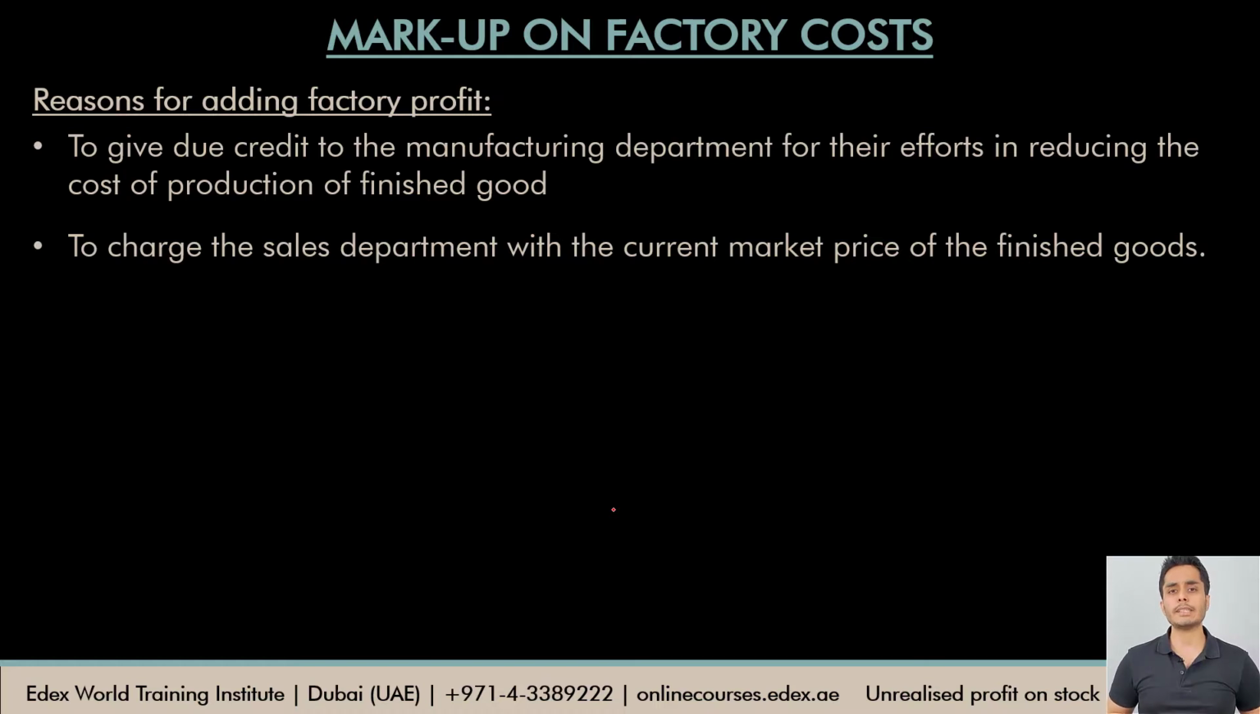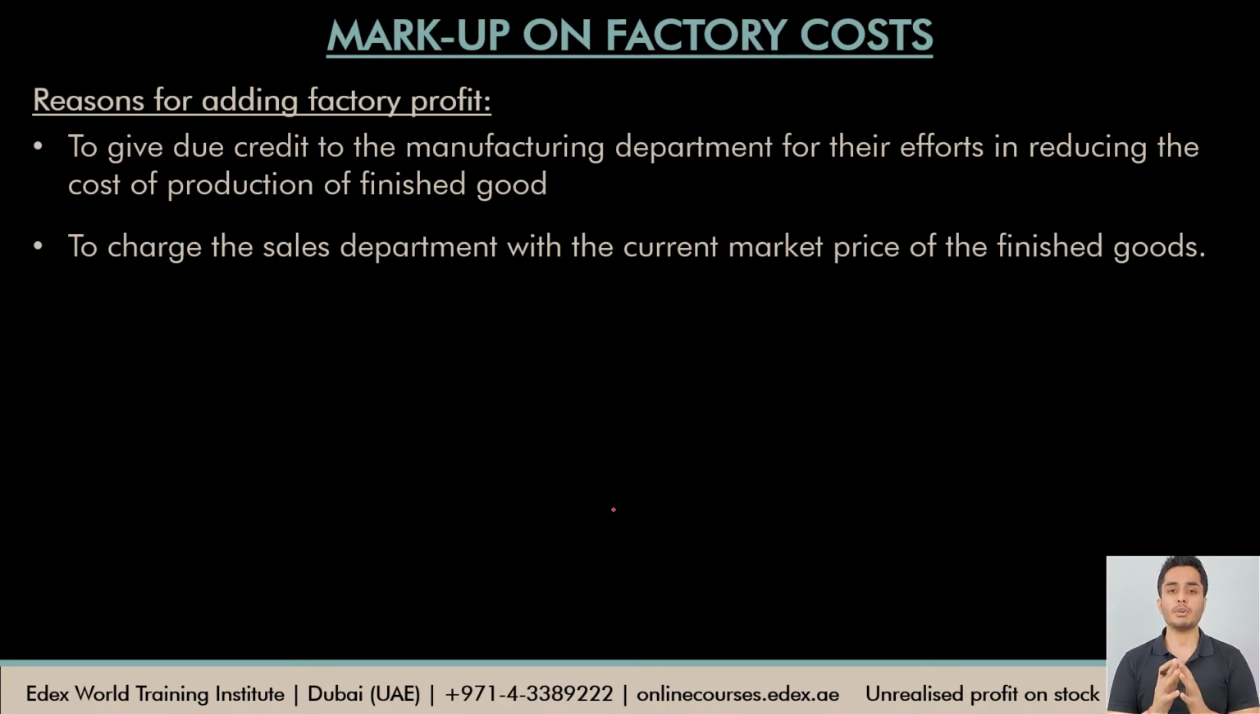And the second reason is the sales department. If they had to purchase these goods from the open market, they would do so at the transfer price, or approximately at the transfer price. So it will only be fair for the manufacturing department and the sales department if the sales department is given credit only for the difference between the selling price that they achieve and the price at which the goods can be bought from the open market.